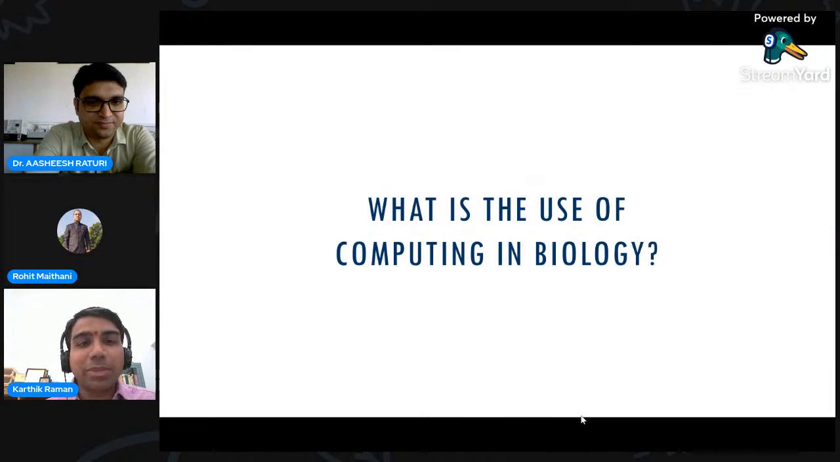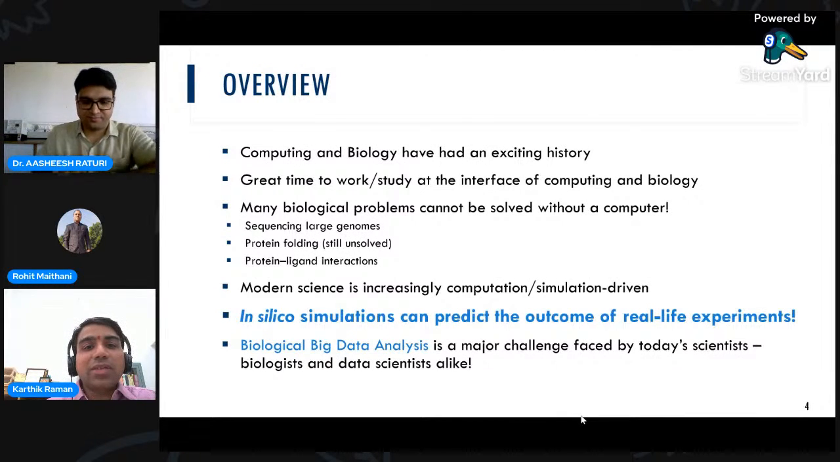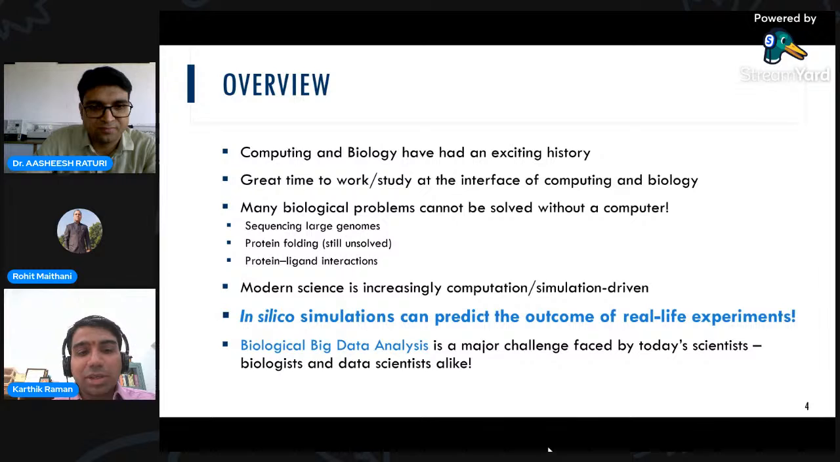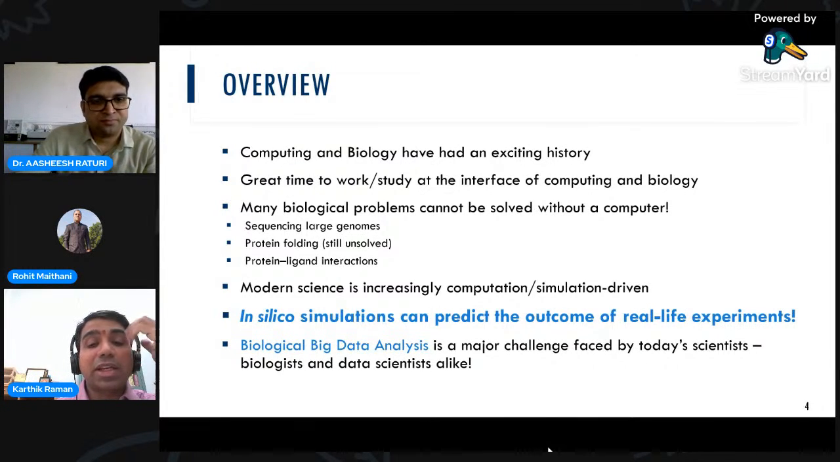So what is the use of computing in biology? Computing and biology have had an exciting history, and this is a great time to work or study at the interface of both. There are many biological problems that cannot be solved without a computer, like genome sequencing and so on. And protein folding still remains unsolved, even though you have AlphaFold making big inroads into the problem. Modern science has become increasingly computation or simulation driven, and your in silico simulations can predict the outcome of real life experiments fairly well. And biological data analysis today is a major challenge that is faced by both biologists and data scientists who work in the area.